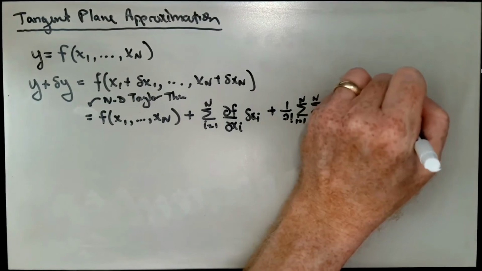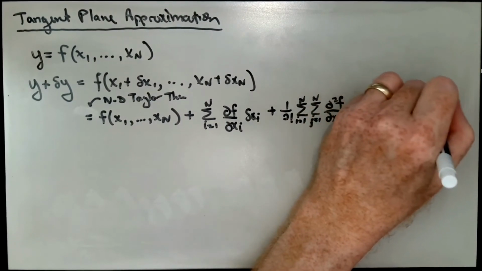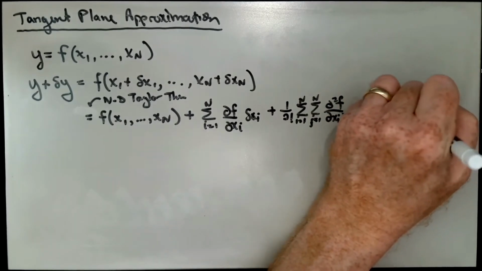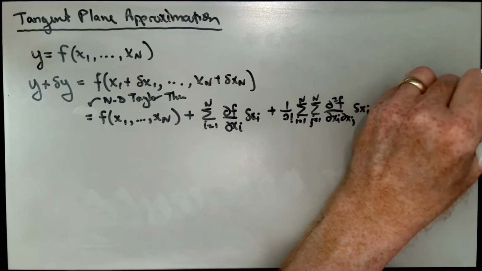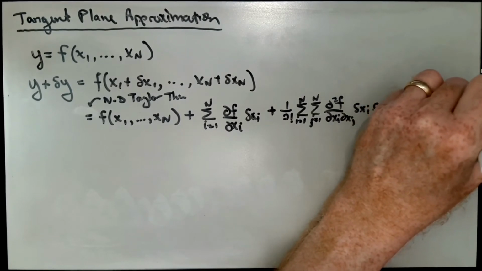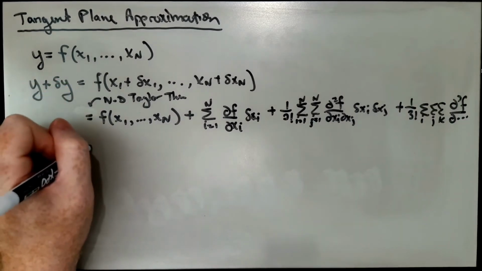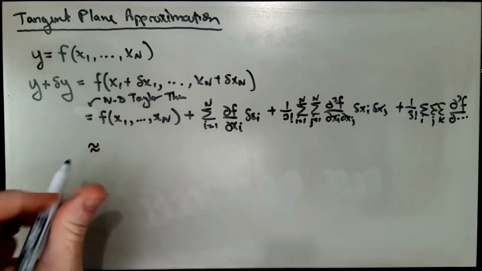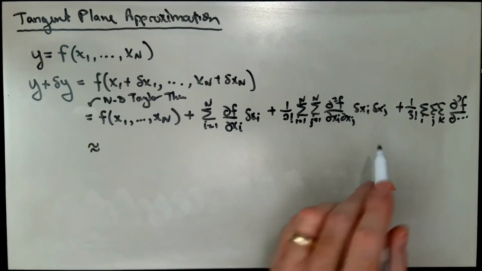And then there's a third order term, 1 over 3 factorial, sum over i, j, k, and then we've got the third order, and so on. Okay, so this is an infinite series. We don't even really care what this exactly looks like. What we're going to say is that for sufficiently small delta x's, these higher order terms don't matter.